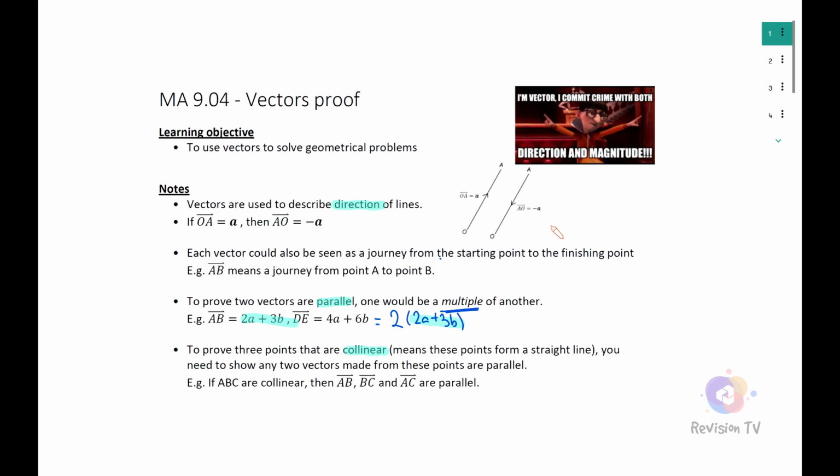I know a lot of people don't like snap peas, but anyway, you need to show two vectors made from these points are parallel. So you have to choose. So out of 3 points, let's say we've got point A, B, and C. To show they're collinear, you just have to choose two vectors out of these 3 letters. So you can make a vector AB, BC, or AC. So any of the two, okay? Any of the two to show they're parallel.